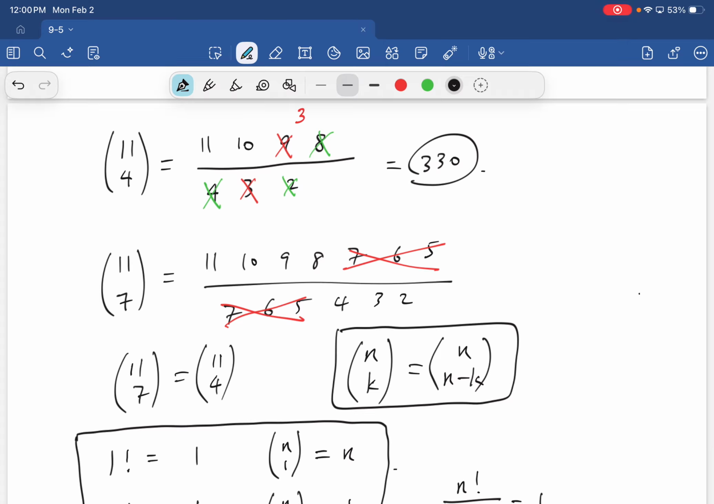Okay, guys, let me show you one last example, just because some of you don't get it. These are the same.